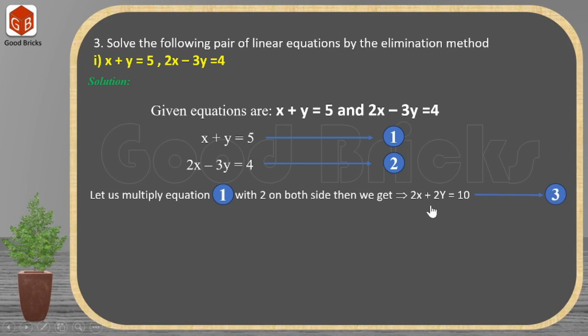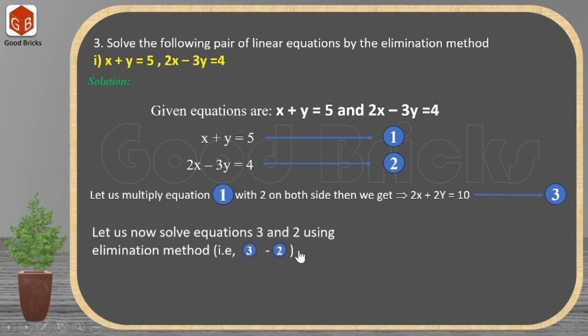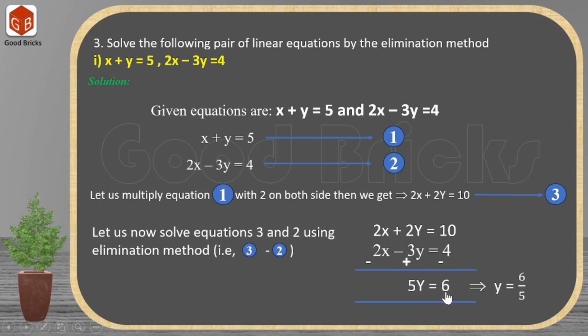Now from this third equation, if you subtract the second equation, you can eliminate the x term. So we are going to subtract the second equation from the third equation. When you are subtracting, you have to change the signs. So 2x minus 2x gets cancelled. Finally you will get 5y is equals to 6. From this, y is equals to 6 by 5 you got. How did you get it? By eliminating the x term, you got the value of y.